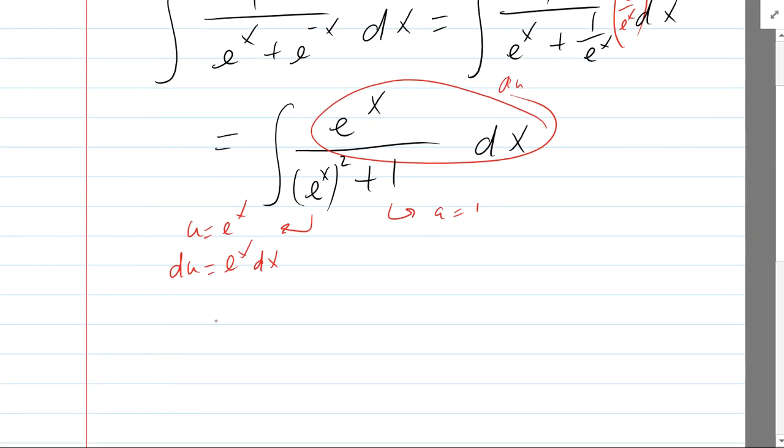So when we do this, what is it going to equal? Hang on, let me change colors. It equals, what's the a? 1, so 1 over 1 is just 1, so it's tangent inverse of, what was my u? E to the x. What was my a? 1, so it's just e to the x, right? Plus c.